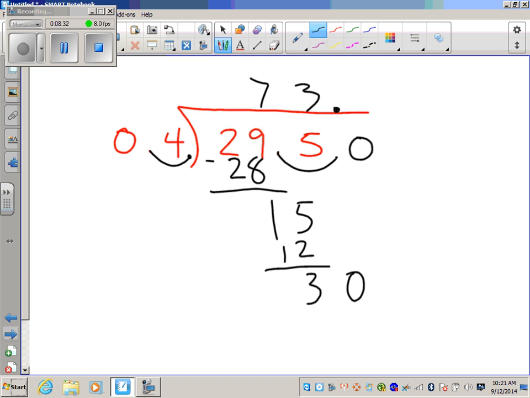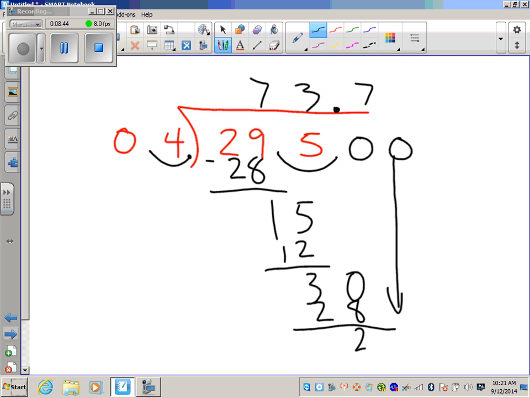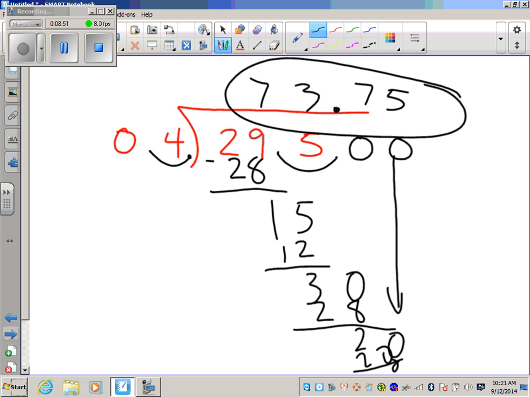Into 30. Another 7. So another 28. Got to add another 0. Then my 0 here, and then 5. That'll bring us to 0.73 and 75 hundredths. How many zeros am I allowed to add to the end of the number on the inside if I need to? However many as I need. Until I take it to completion.